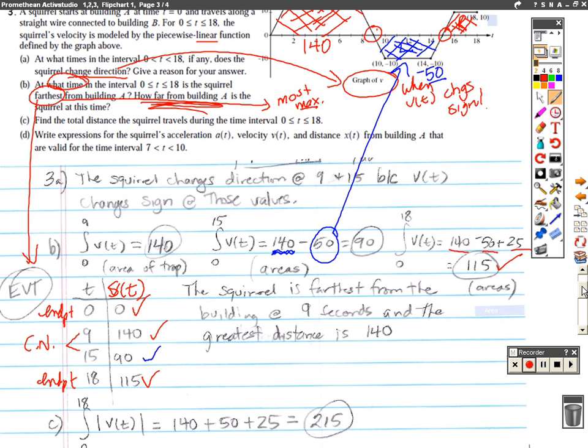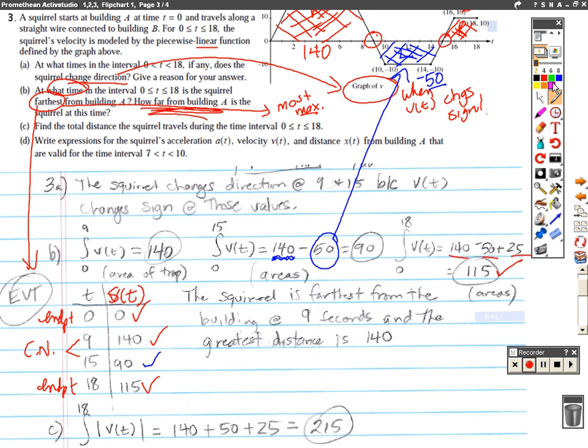Letter C, looking for the key words, I want the total distance traveled. Now we know then that that means I'm going to take all the positive area and I'm going to keep it positive, but the negative area I have to switch the sign, so this becomes a positive 50.